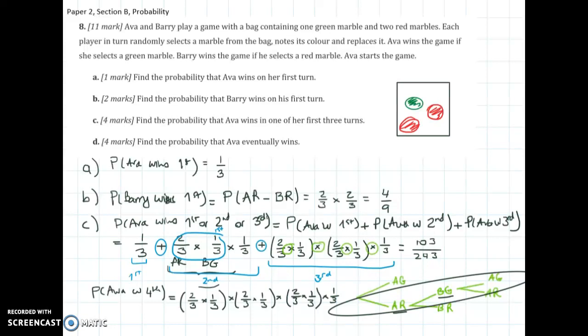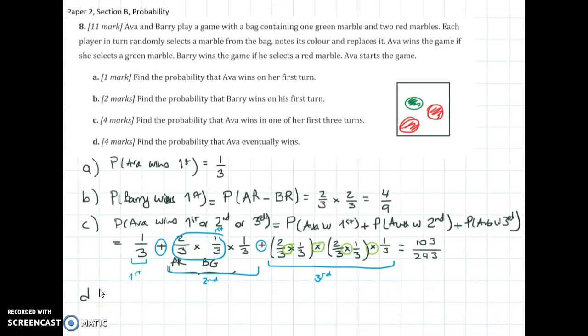So what we have over here is actually a geometric sequence. The first term is 1 over 3, and then the common ratio is 2 over 3 times 1 over 3, and that's what we have here to the power of 4 minus 1. Note that I could write here 1 over 3 times 2 over 9 to the power of 3. But on purpose, I kept writing 2 over 3 times 1 over 3 because I think it makes it clearer where that factor comes from: that Ava picks red and then Barry picks green.